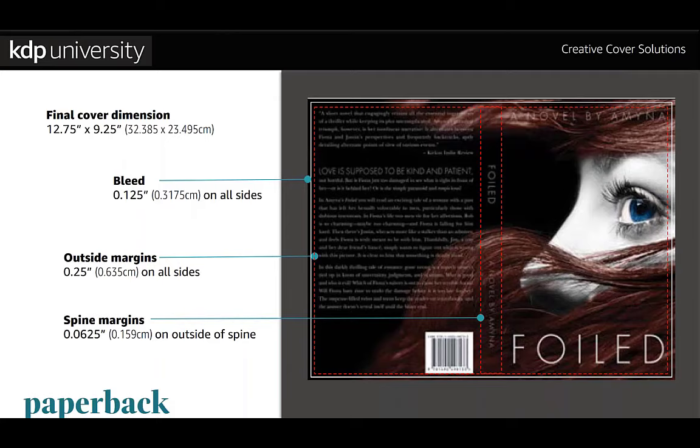The margins around the outside of your book is 0.25 inches from the edge of the final dimensions that include your bleed. So 0.25 inches from the outside margin. And on both sides of your spine, there is a 0.0625 inches margin, so your spine text stays on your spine. 0.0625 inches from the spine.